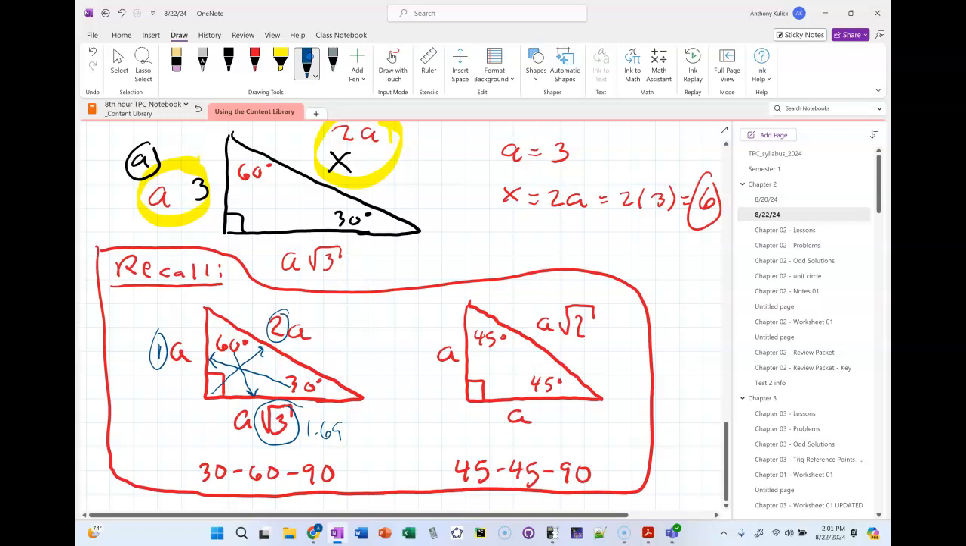So the smallest side opposite the smallest angle, because it's a 1. The medium side opposite the medium angle, because 1.69. And then the biggest side opposite the biggest angle, the 90 and the 2. If you're looking for a way to memorize it, that's the way I kind of memorize it.